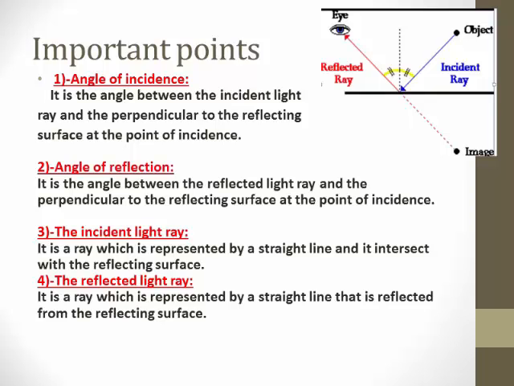So the second point talks about the angle of reflection. It is the angle between the reflected light ray and the perpendicular to the reflecting surface at the point of incidence. The difference between them is that I have the angle of incidence and the angle of reflection. How do I measure the angle? I measure it between the ray and the perpendicular. The angle of incidence equals the angle of reflection. The third point, the incident light ray.